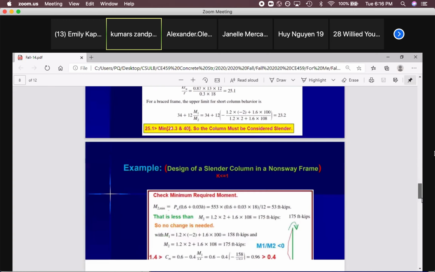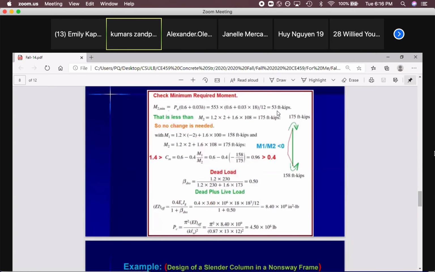Okay, so if you calculate that, you will get PU times 53 feet cubed, and it's less than the M2 that we calculated, 175 foot cubed. This is kip-inch divided by 12, converted to foot-kips. And this 12 is just for converting to foot-kip. If you compare these two, you can see M2 that we had is bigger than this minimum. So we will go with ours.